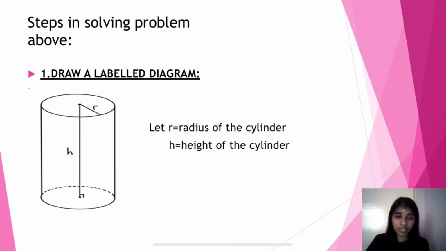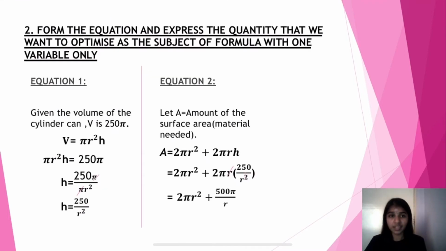So first we need to draw a labeled diagram. As you can see, I've drawn a cylinder here with a labeled height h and also a labeled radius r. Next, I'm going to form the equation and express the quantity that we want to optimize as the subject of the formula with one variable only. Always keep in mind, one variable only.